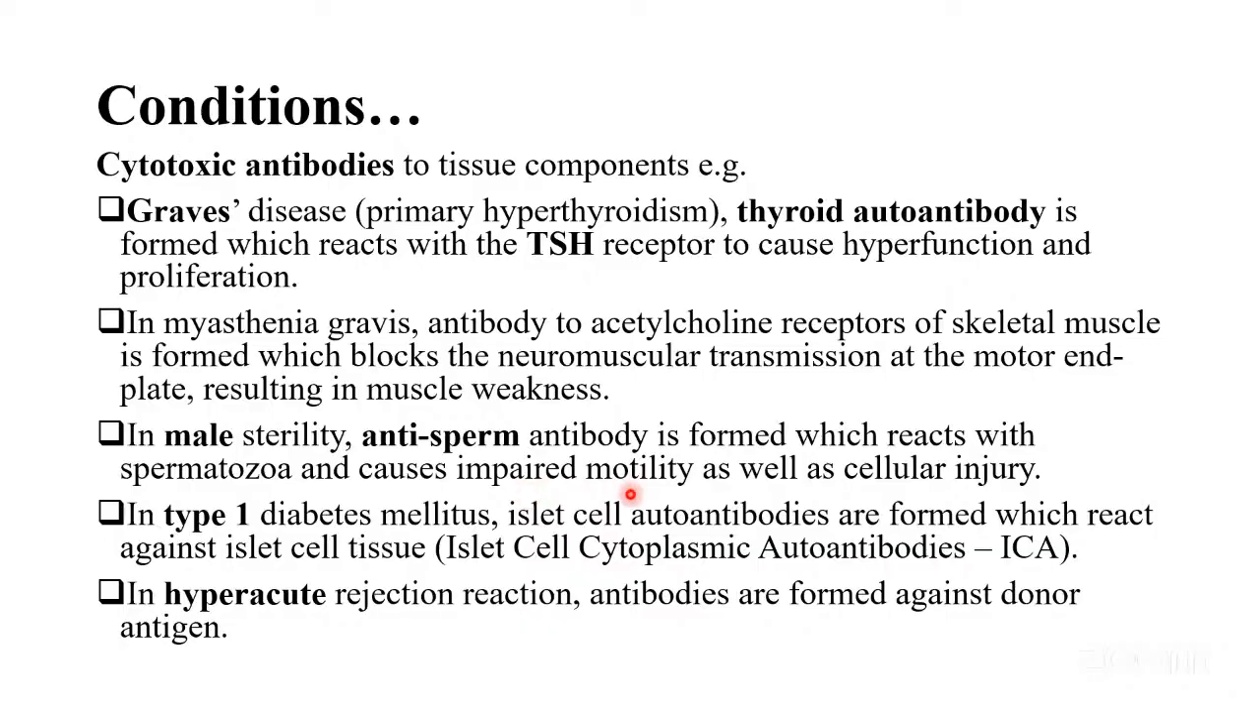Then type 1 diabetes mellitus. There are also autoantibodies that are formed to react against the islet cell tissue, or the islet cell cytoplasmic antibodies, which are also tested for. So if you find a test like this one, it's just assessing the activity of these autoantibodies in the people who are having type 1 diabetes mellitus, those children.